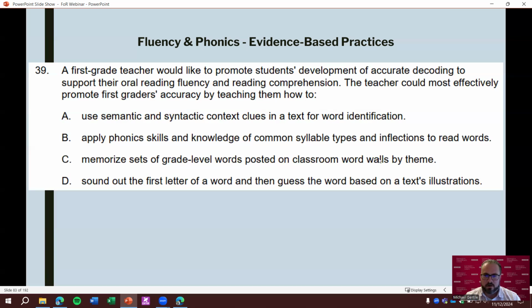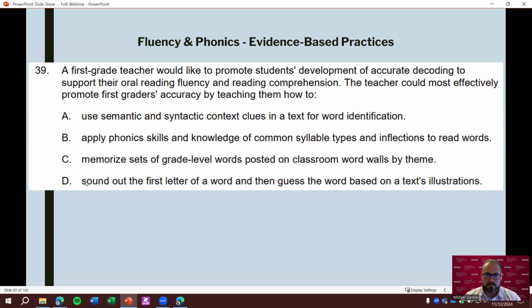This memorizing words, as you can see in the last question, which also asked about memorizing words on a word wall by theme. Controversy of word walls aside, we can just easily eliminate this. This is definitely not going to be related to fluency.